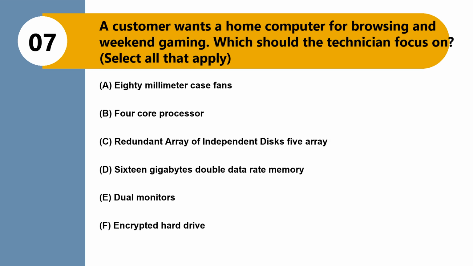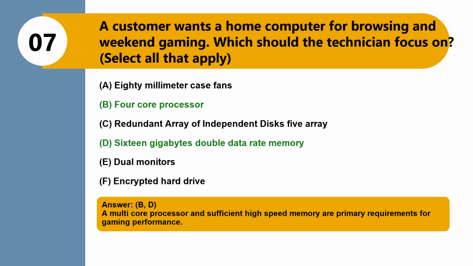Question 7. A customer wants a home computer for browsing and weekend gaming. Which should the technician focus on? Option A. 80mm case fans. Option B. Four core processor. Option C. Redundant array of independent disks 5 array. Option D. 16GB double data rate memory. Option E. Dual monitors. Option F. Encrypted hard drive. The correct answers are options B and D. Four core processor. 16GB double data rate memory. A multi-core processor and sufficient high-speed memory are primary requirements for gaming performance.